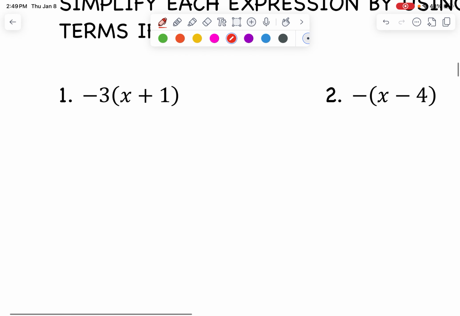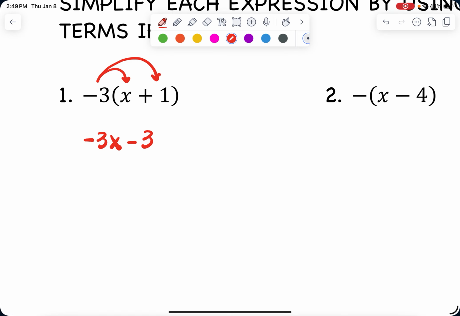All right, so obviously on the first one, we are distributing a negative 3. So negative 3 times x is negative 3x. You just shove it together. And then negative 3 times positive 1 is negative 3. Right? And that would be our final answer because I can't combine those because one's an x term and one's a constant. So voila, we are done.